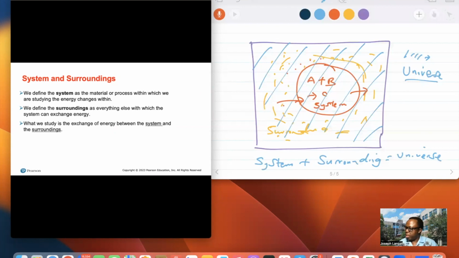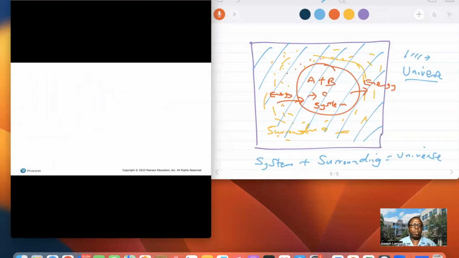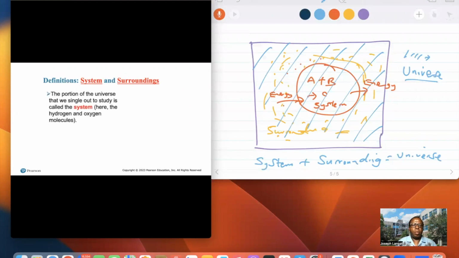So here, this is the energy. It can be absorbed, all right? Energy can be released as well. We have defined the system, the surrounding, and here is the universe. I was just explaining what it means. Everything is the universe, and the system is the portion of the universe we single out to study. That is where the reaction is taking place.